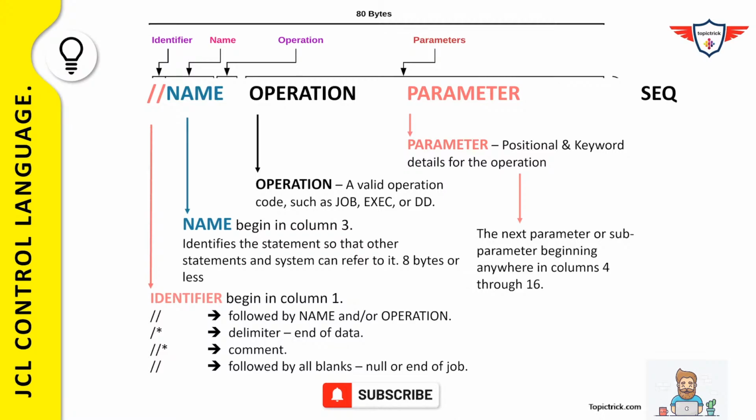If it's a job operation, then it would have parameters related to a job card. If it's an execute statement, then these parameters will be related to an execute statement. And if you are using a DD statement, then these parameters will be associated with DD statements. And the last field is the sequence number. The sequence number is actually optional. It's not used anymore now. These were used in the 1960s for punch cards.